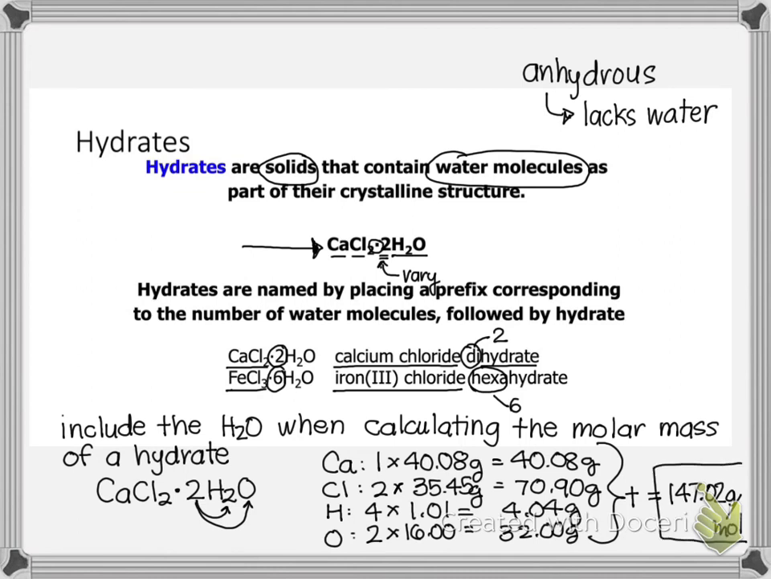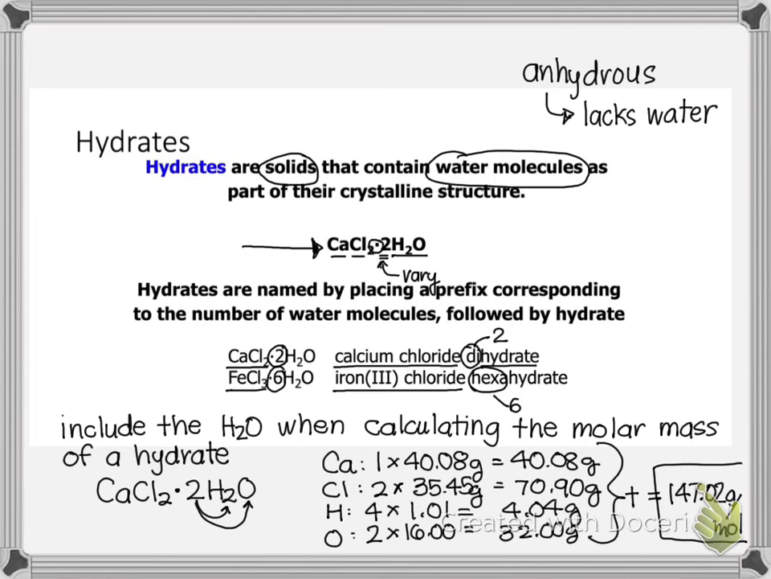So the big thing here is it's not something new to us to calculate molar mass. You're getting very good at that. What's new to us is when you have a hydrate, that water is a part of the structure. So if you have a problem and you need the molar mass of a hydrate, you need to include the water as a part of the molar mass.